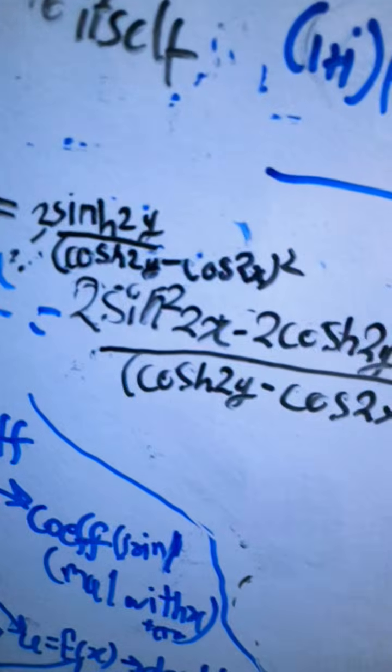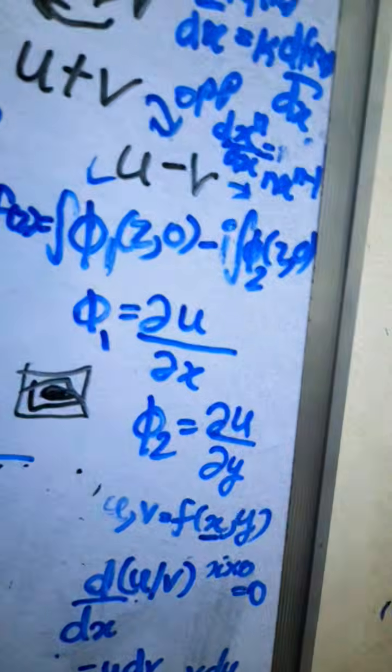So now what we have is del u by del x, which is this large function, and del u by del y, which is this tiny, cute function. So now what we have to do is use our Milne-Thomson formula.